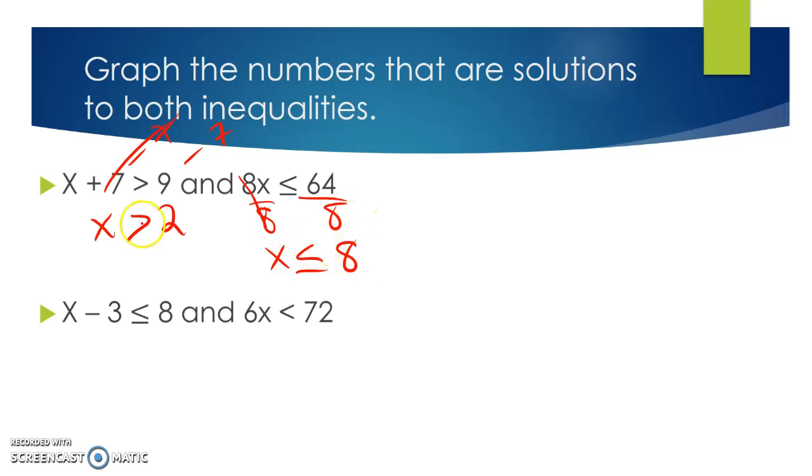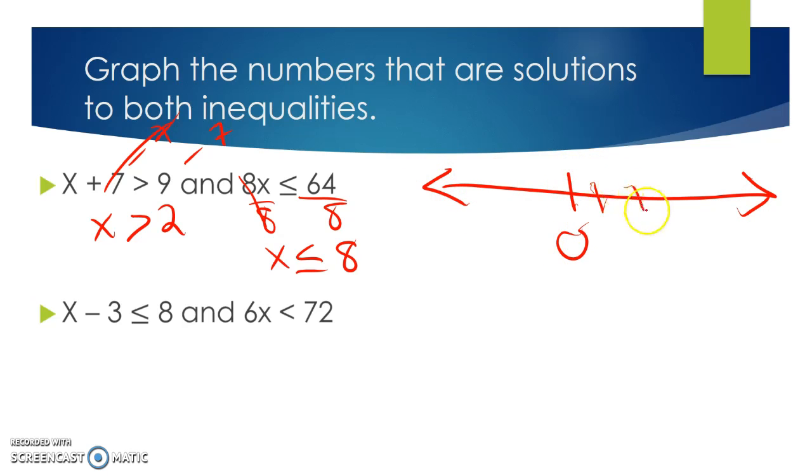Okay, so that's the first part of our solution. We've found the solution of the inequality. Now we've got to graph them. So I'm going to make my number line here. I'm going to say 0, 2, 4, 6, 8. So 2, 4, 6, and 8. So all the numbers that are greater than 2, so open circle, greater than 2. All the numbers that are less than or equal to 8.